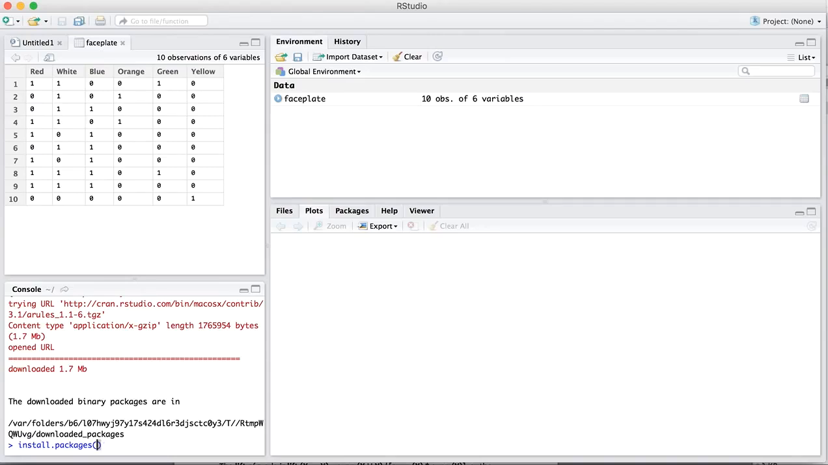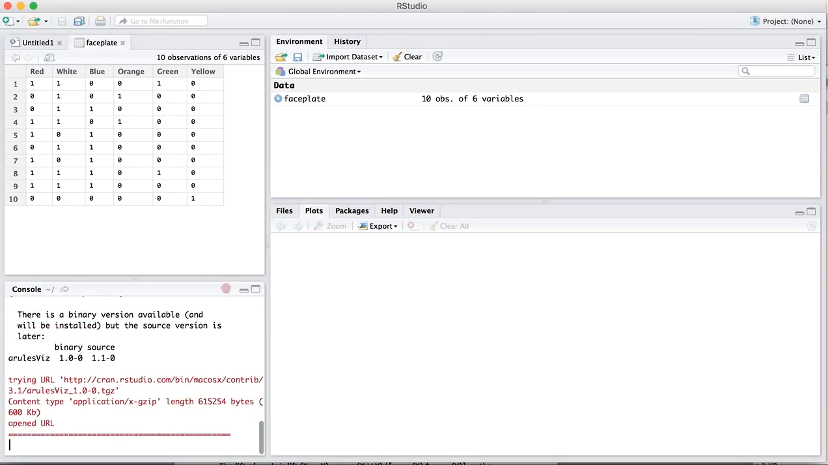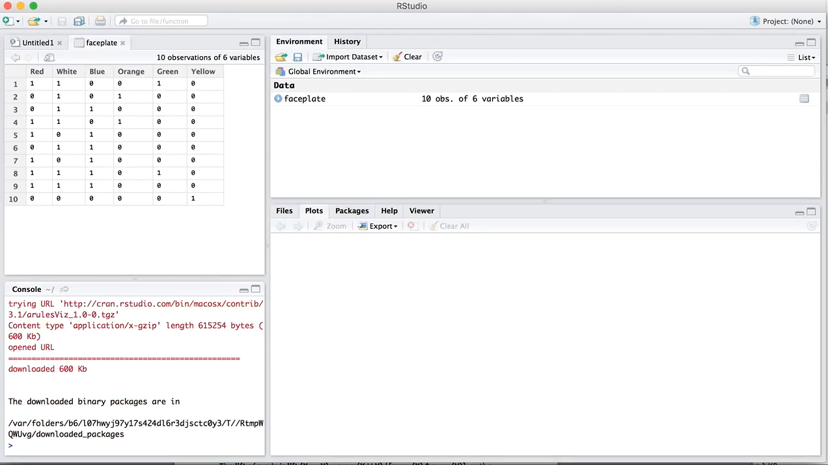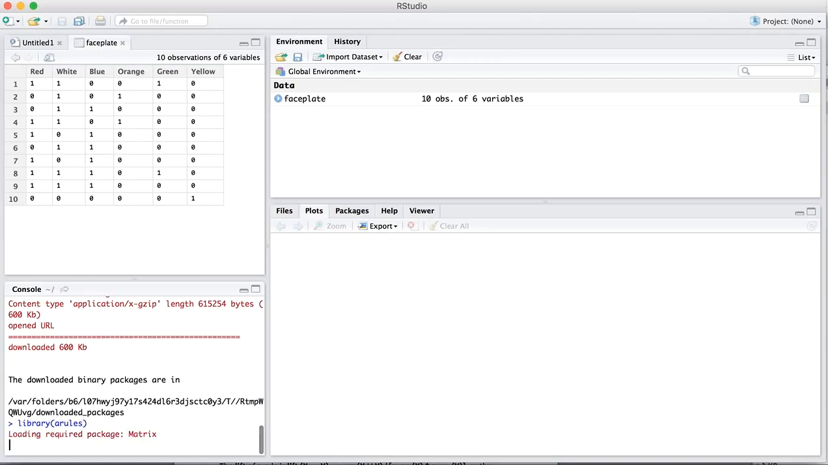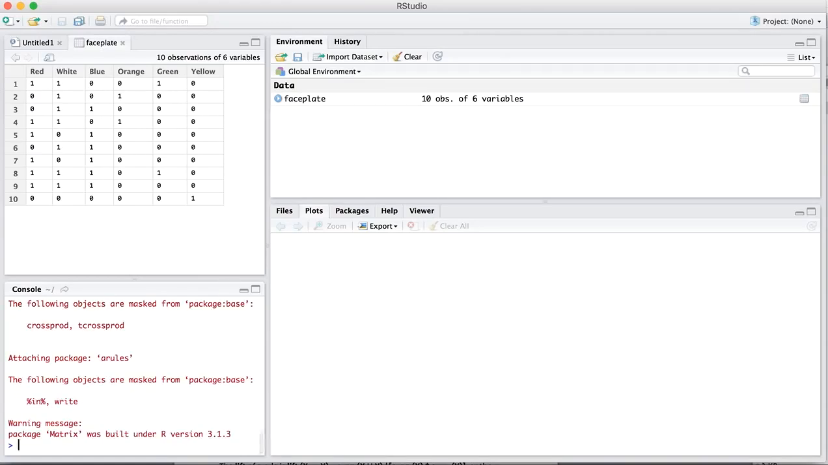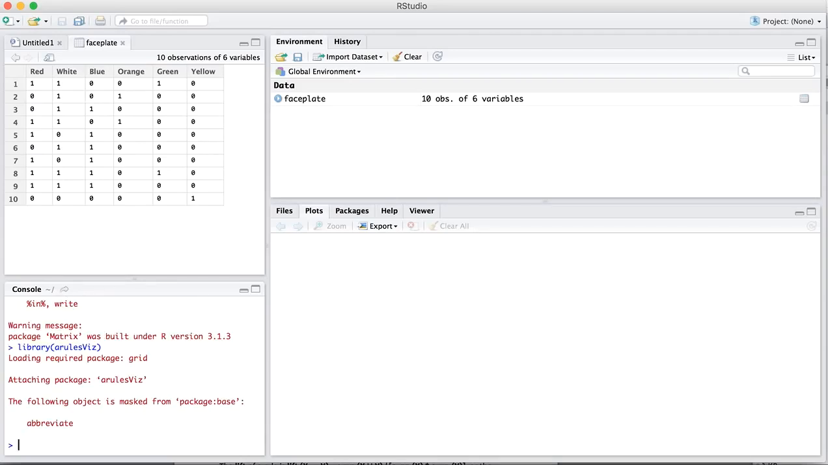Basically to visualize rules, arulesViz. And once we install, we want to load the library arules. It's loading now. library(arulesViz) as well. So now that you've got all the libraries installed, let's look at now how to extract the association rules.